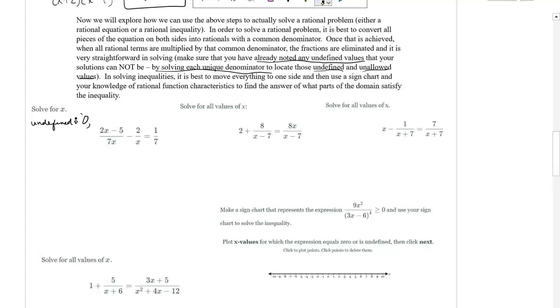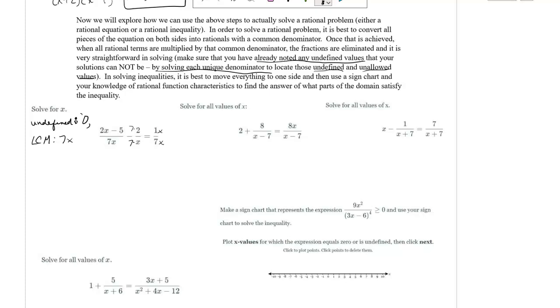My least common multiple that I want to use is a 7 and an x. I need to make sure that these three denominators all have a 7 and an x. The first one does, which means I don't even have to touch it. The second one needs the 7, so I will multiply the top and the bottom by 7. And this last one on the other side needs the x, so I'm going to multiply top and bottom by x.